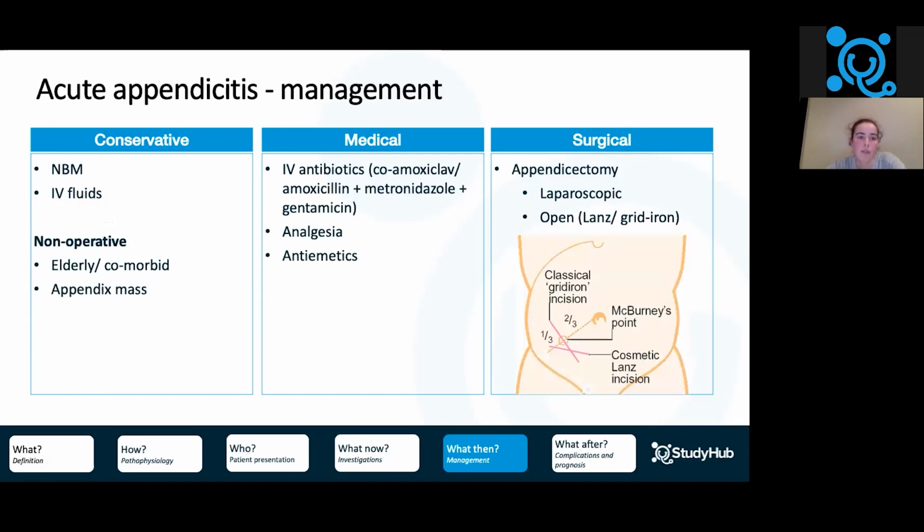So conservative, we can keep the patient nil by mouth and give IV fluids. Medically, we'll give IV antibiotics, so this tends to be co-amoxiclav or something like amoxicillin, metronidazole, and gentamicin. Analgesia, antiemetics. And then most patients will undergo an appendicectomy, so this can be laparoscopic or open with a Lanz or gridiron incision. Sometimes we do non-operative management, so this tends to be in elderly or very comorbid patients, or patients with an appendix mass, which I will talk about next.